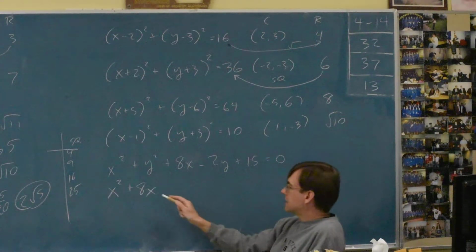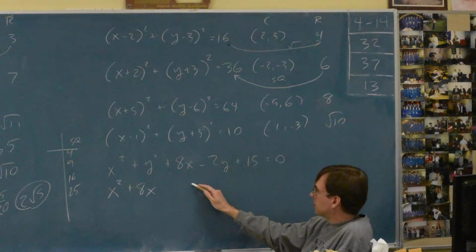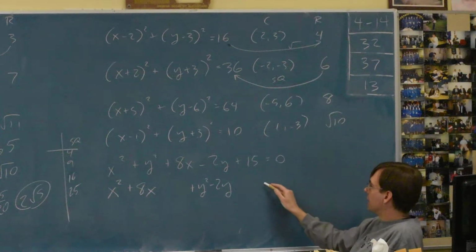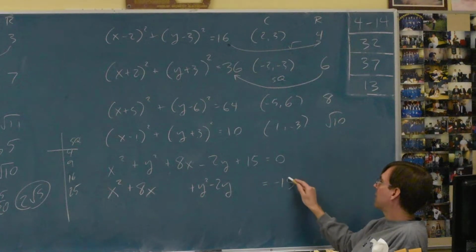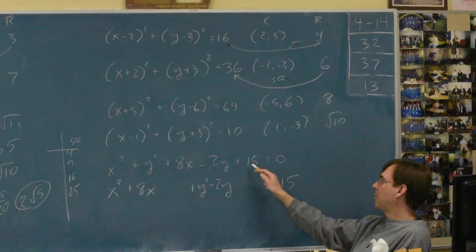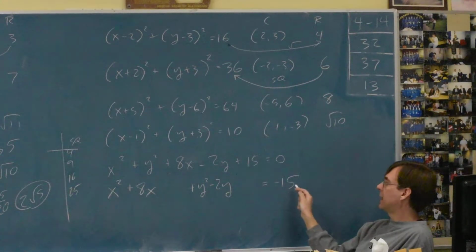I'm going to sort the x's together. X squared and 8x are together. Y squared and the 2y are together. And I'm going to kick the 15 out of there, and it switches signs when I kick it out of there. Opposites and all that, subtracting, it's negative 15.